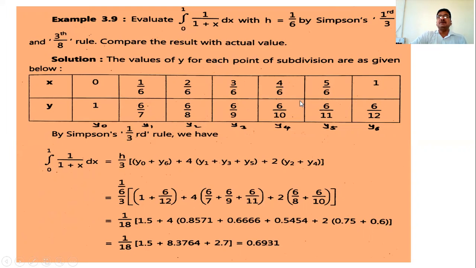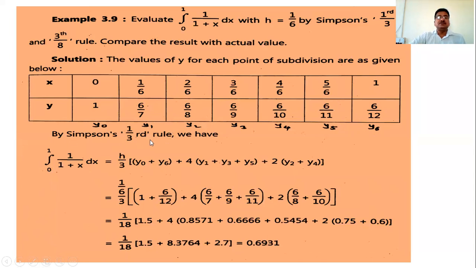It means the number of sub intervals is 6. And we can then apply the 1/3 rule as well as the 3/8 rule as well as the trapezoidal rule, because the number of sub intervals is 6. If we divide into 6 parts, we can apply the trapezoidal rule, Simpson's 1/3 rule, as well as Simpson's 3/8 rule, because 6 is even as well as a multiple of 3.